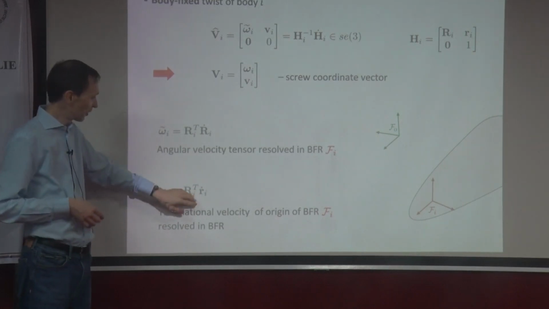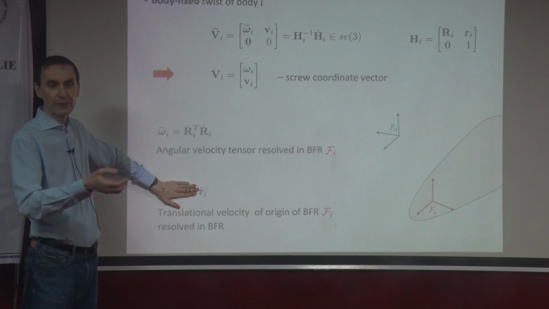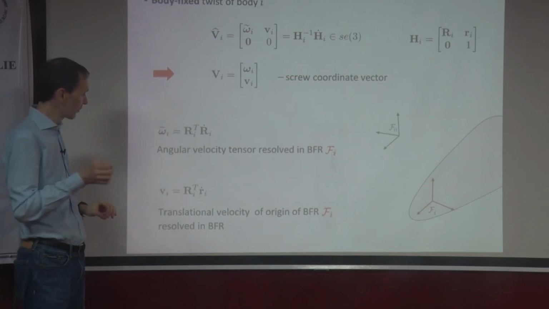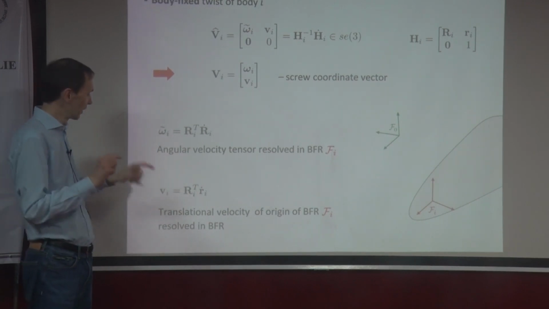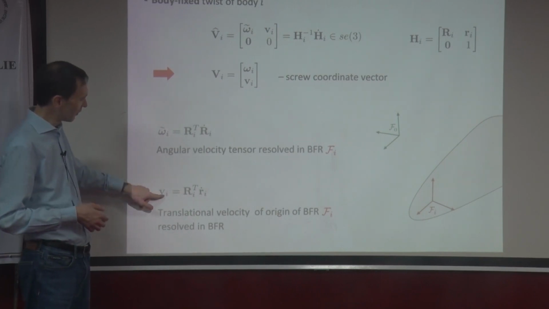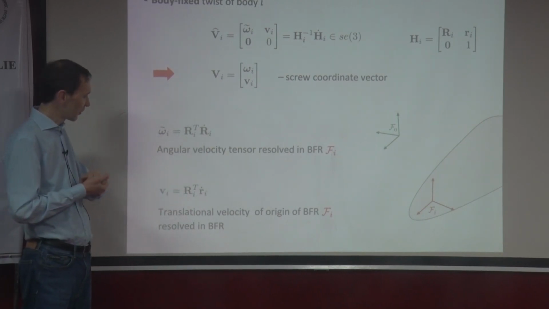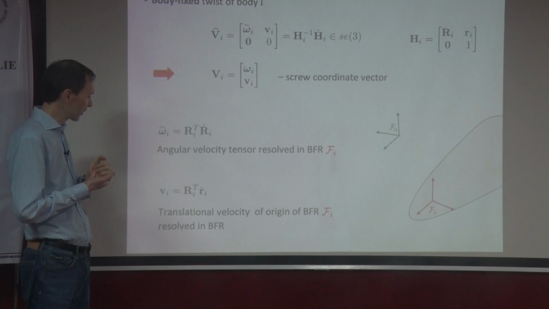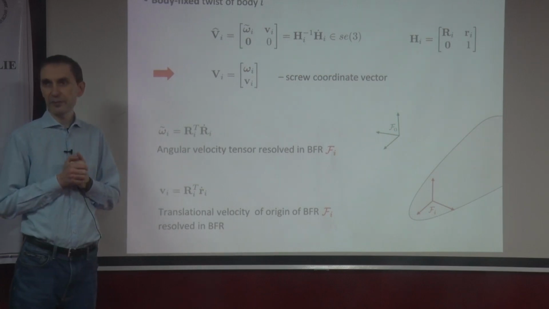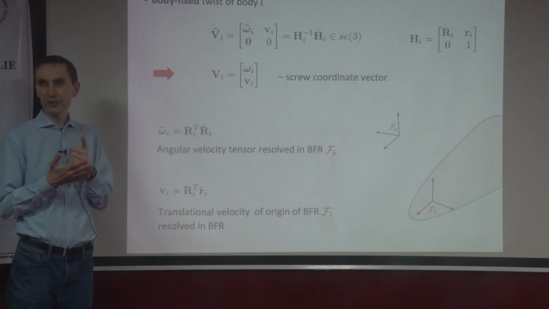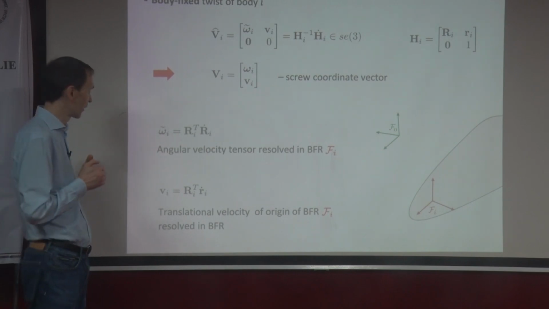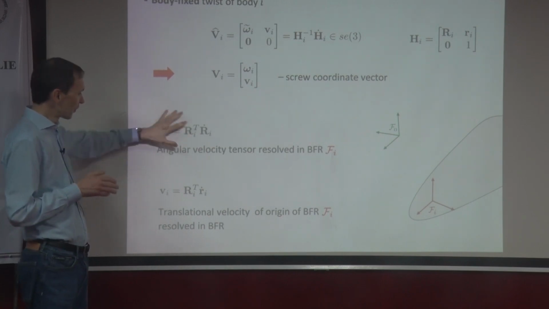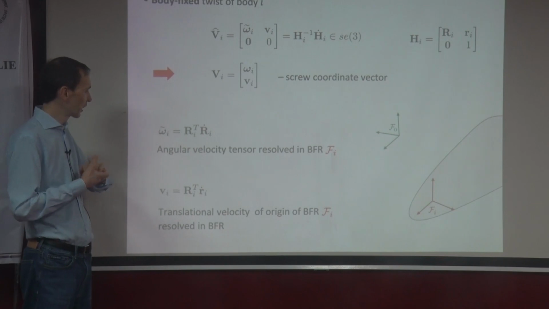So R dot would be the linear velocity represented in a space-fixed frame. And this we call little v, R transpose, the rotation matrix transpose, times R dot, and that's the velocity in the body-fixed frame. Of course, the same velocity, just different representations. Now, this is all what you learn in, I don't know, mechanics.